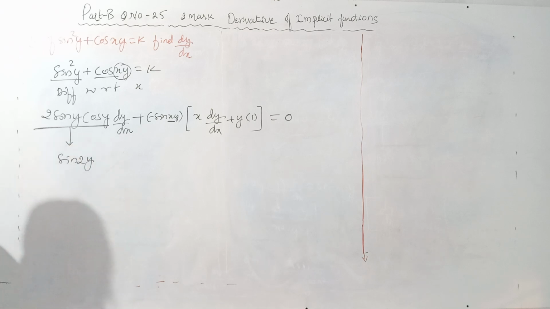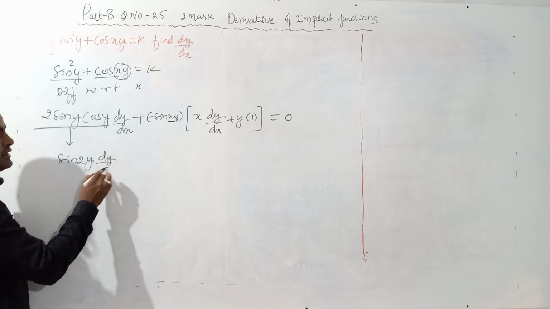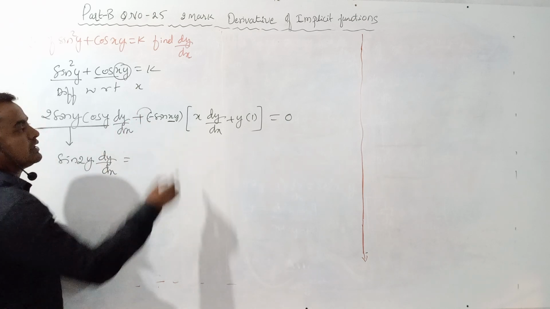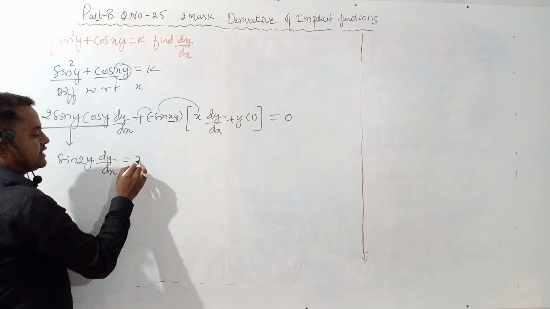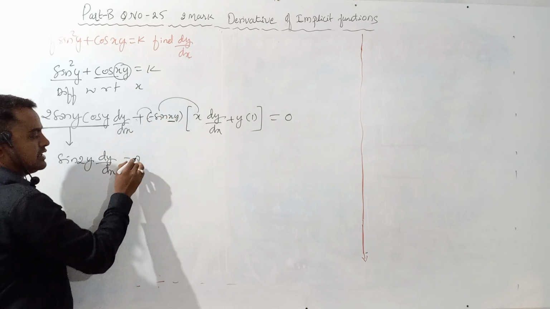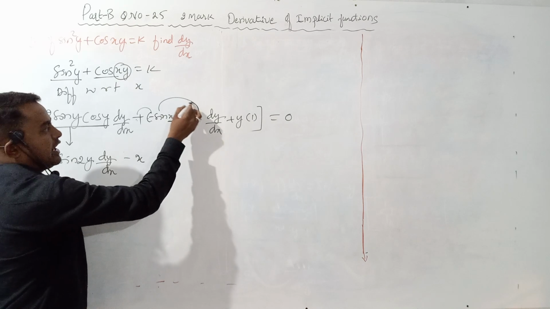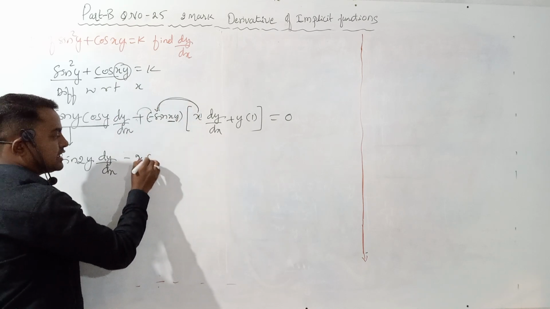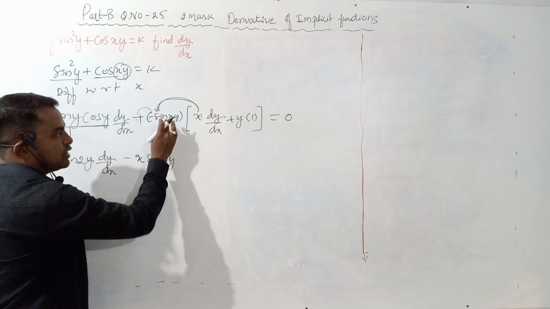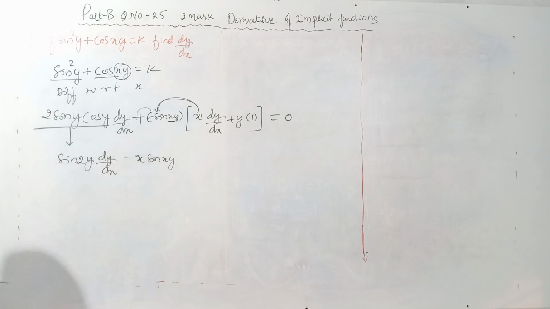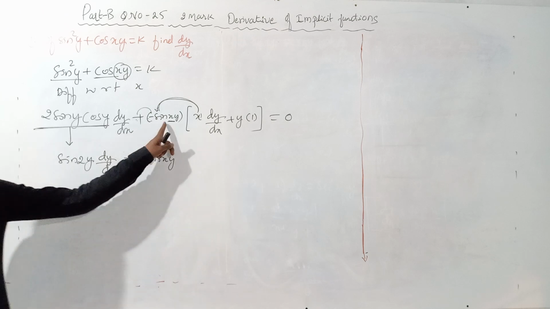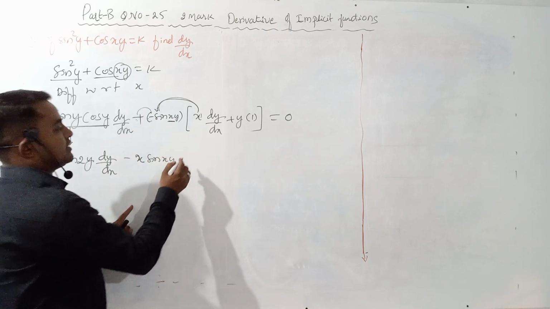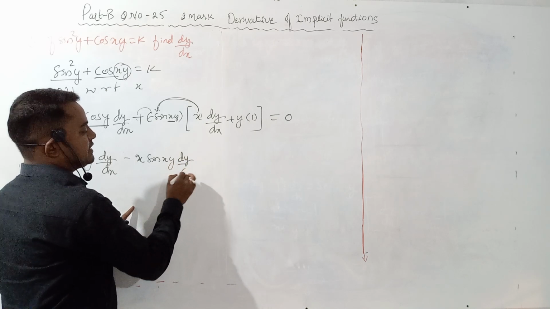Sin 2y dy by dx. This one, plus into minus, minus x into sin xy. Here, x into sin xy: don't multiply x into x, because this x is separate and the other x is attached with the sine. Then dy by dx as it is.